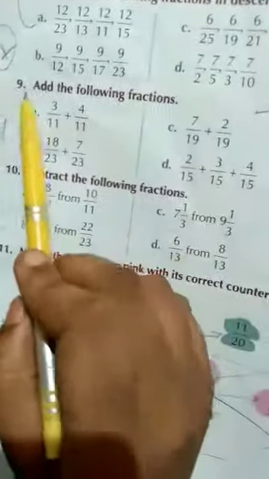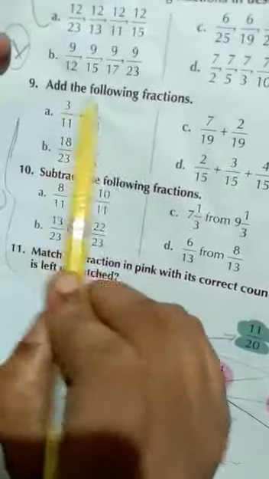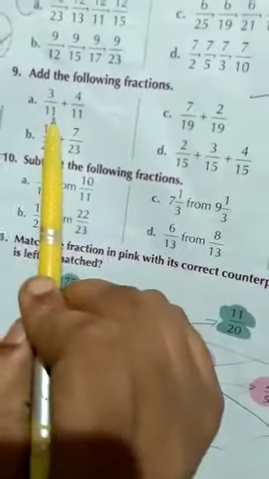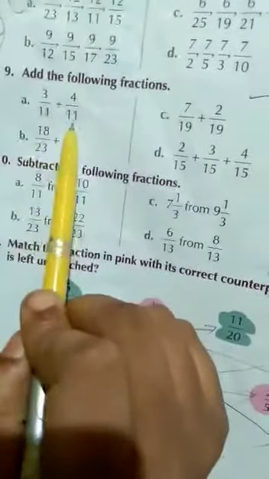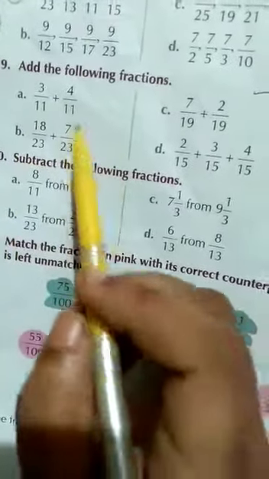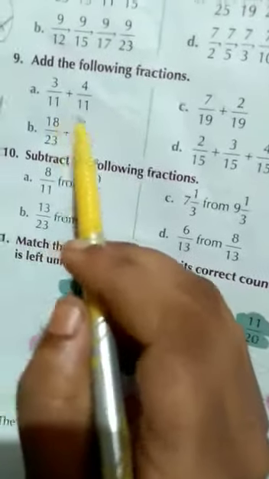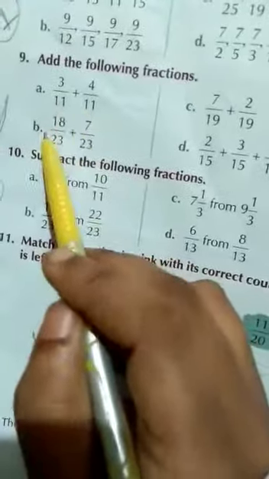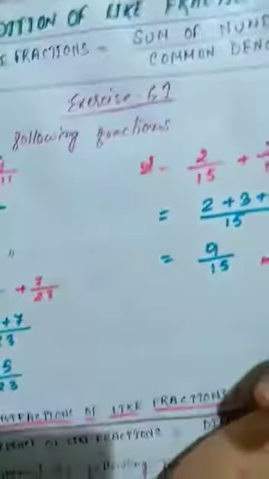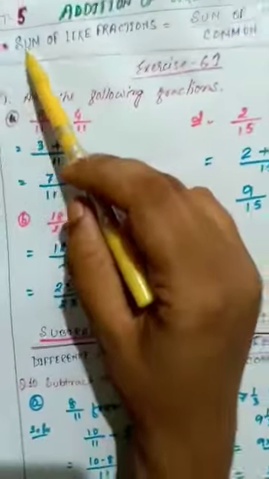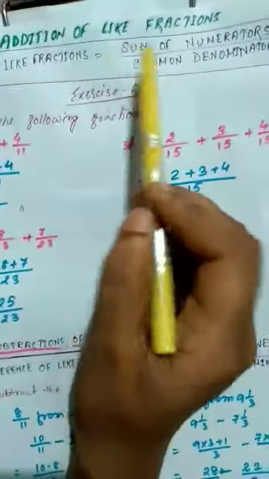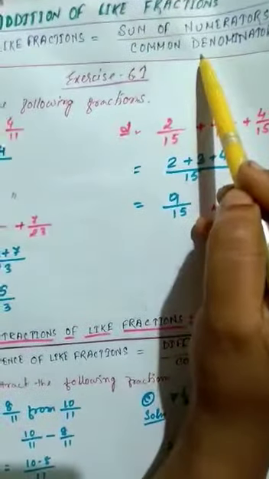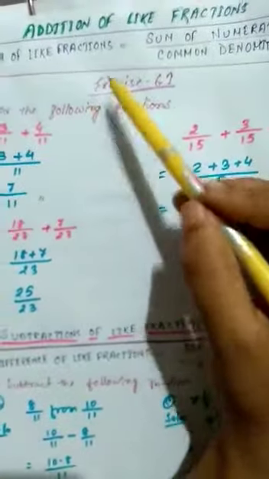So we have to do today the question number 9, add the following fractions. So these are the like fractions, as you can see, 3 by 11, 4 by 11. Both the denominators are same. So we know that the fractions with same denominator are known as like fractions. So how can we add them? Students, the sum of the like fractions is equal to the sum of the numerators divided by the common denominator. Alright, so we will follow this way.